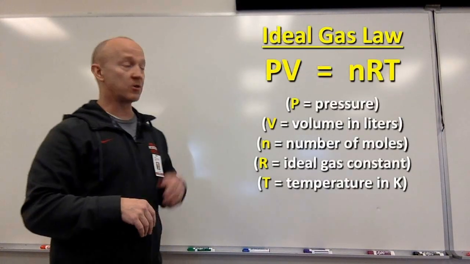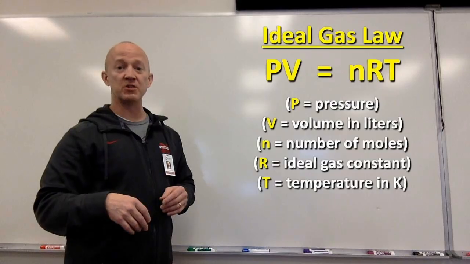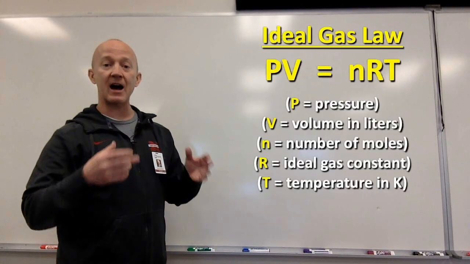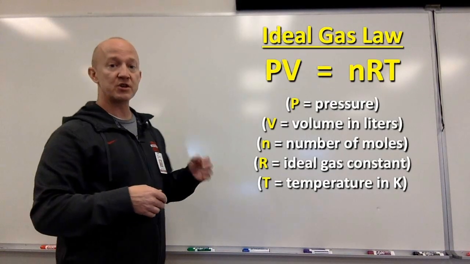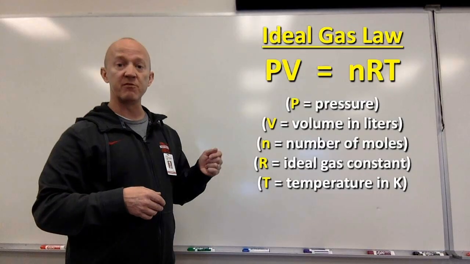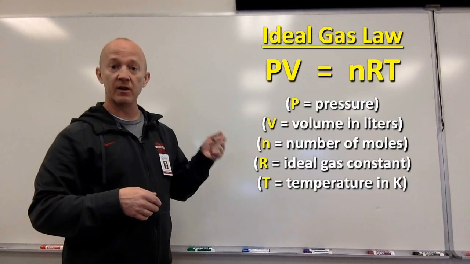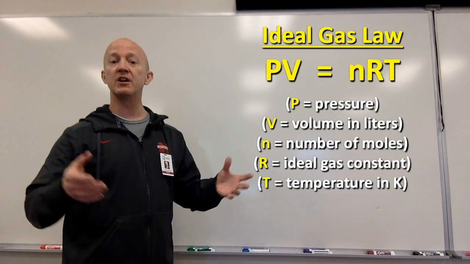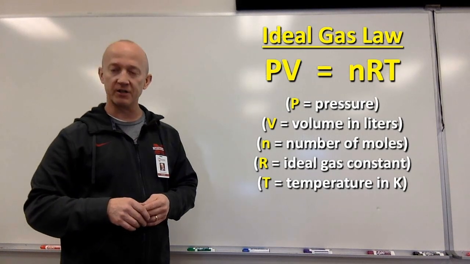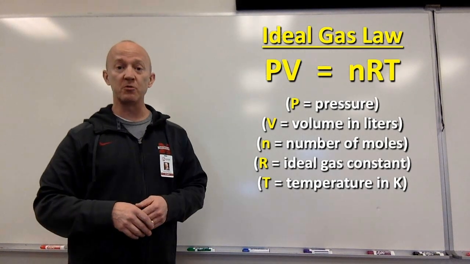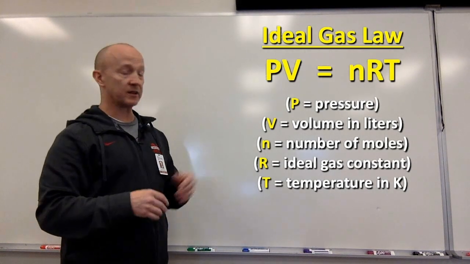Now, if we substitute R for that constant and rearrange it into an equation form, we get the ideal gas law. Pressure times volume equals the number of moles times the constant R times temperature, or just PV equals nRT. So if you have 3 out of your 4 variables, you can find the other one using the ideal gas law.